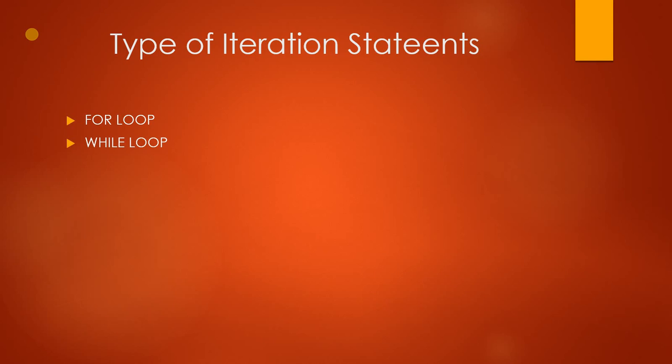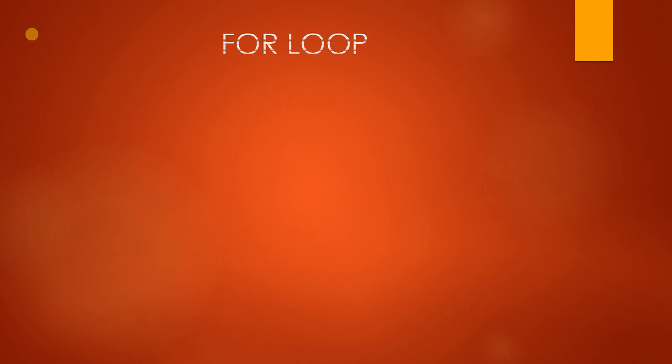Now iteration statements are also known as looping statements. The two types of iteration statements or looping statements in Python are for loop and while loop. So in this lecture we will be dealing with for loops.